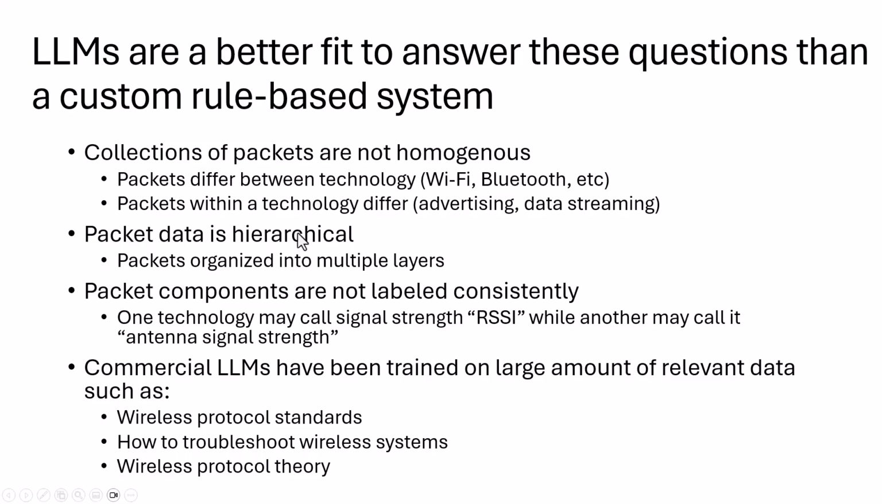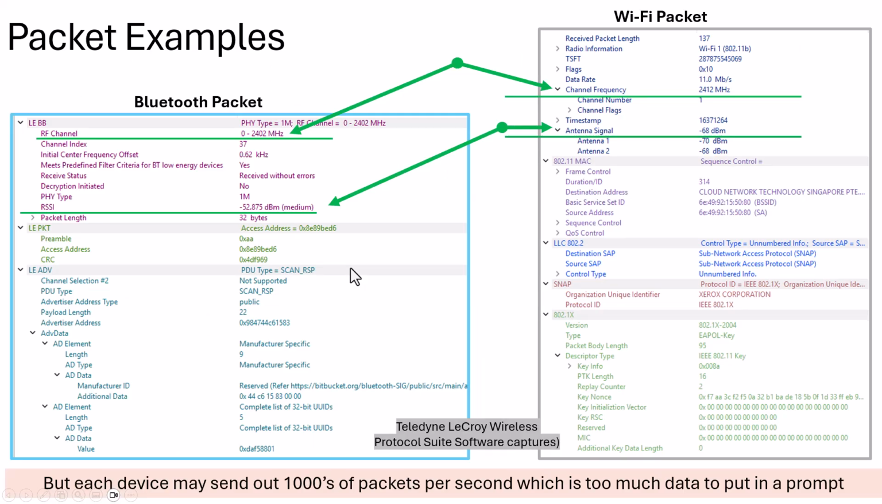Now, if we look at some of these packets to better understand what the data looks like, we can see some of the previous slides' examples illustrated. So we have here on the left a Bluetooth packet and on the right a Wi-Fi packet. And these packets were captured over the air using Teledyne LeCroy wireless protocol suite software. If we look at these to compare them, we can see the different layers.